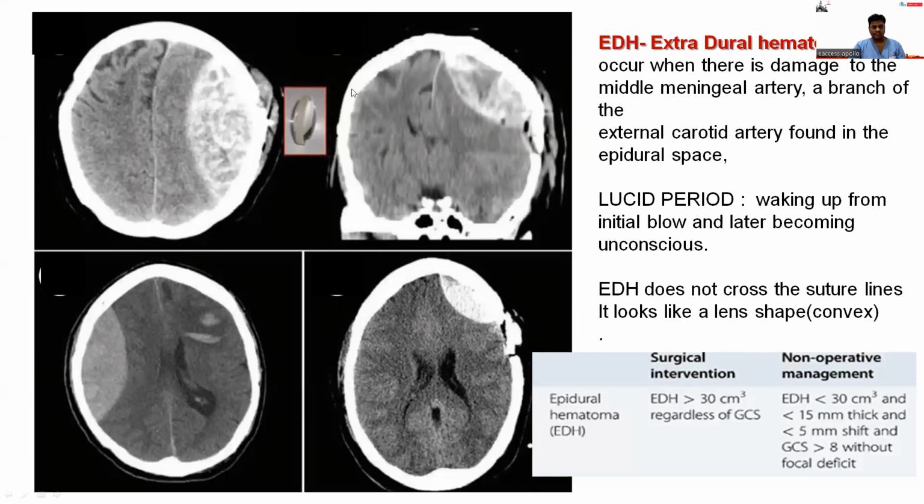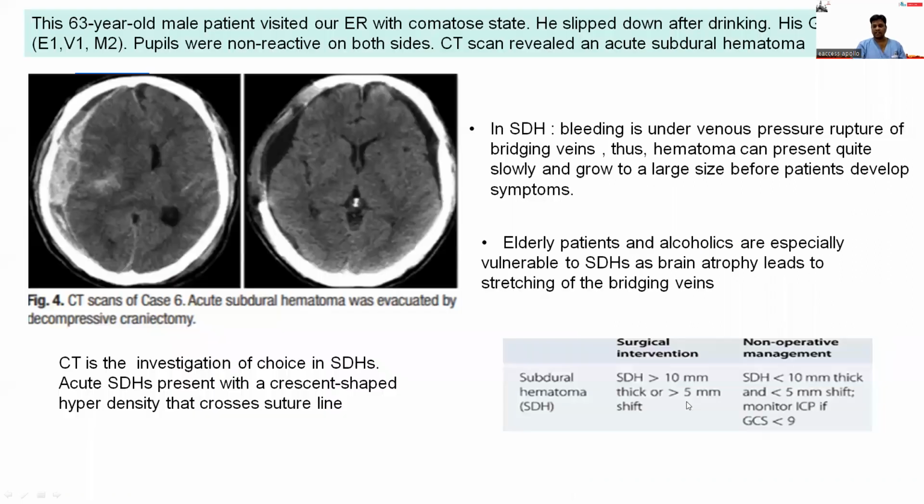Now we will move on to this case of a young man who presented with a GCS of 6 and had a hyperdense area on the CT. And this is a lens or convex shape with dark areas called swirls, and this is an EDH. This is because of a middle meningeal artery tear in the epidural space, which forms very fast because it is an arterial bleed. And this patient can go for surgery when the EDH is more than 30 cubic centimeters, regardless of the GCS.